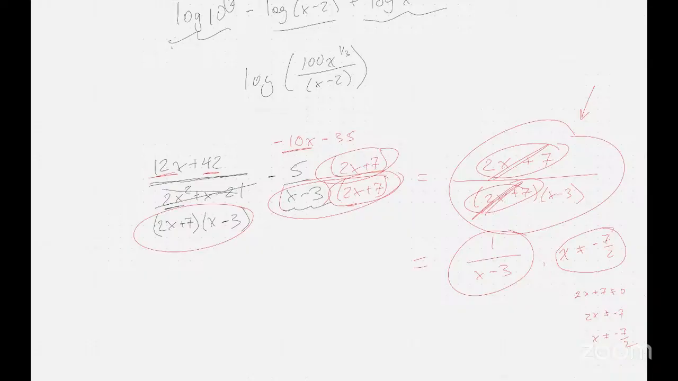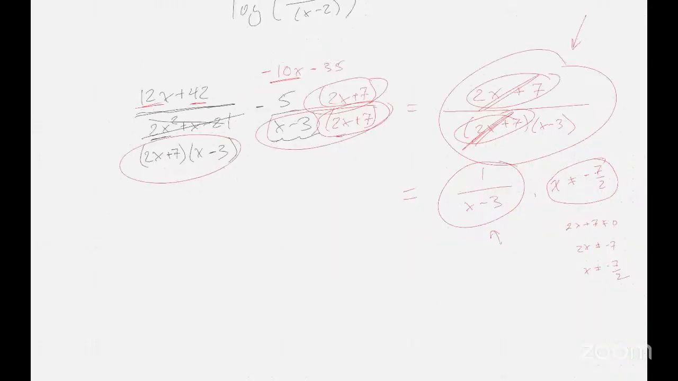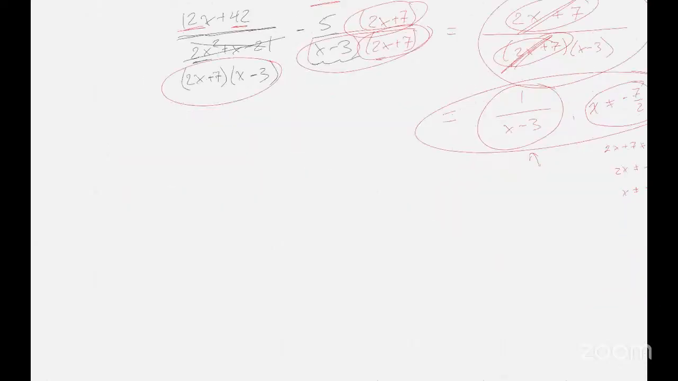All right, got another one? It's 4 over x minus 1 minus 8 over x plus 1, and those two divided by 1 minus 2 over x minus 1.